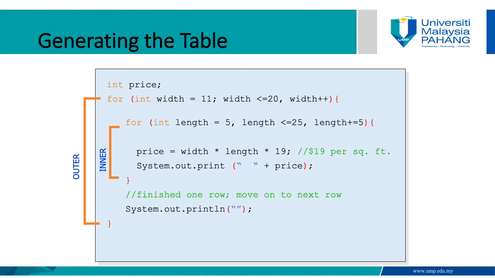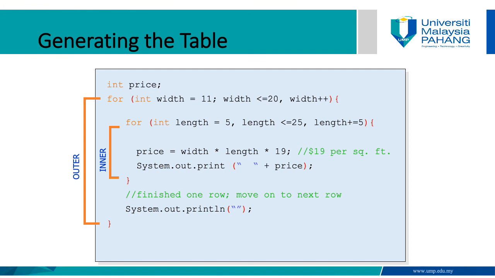So how it works is when the width is 11, the length will be 5, 10, 15, 20, 25. And then it will stop there, because when the length is equal to 25, stop. And then it goes back to the outer for. The length is the inner for, and then it goes back to the outer for, and the width is 12 now, and then it goes back to the inner for.